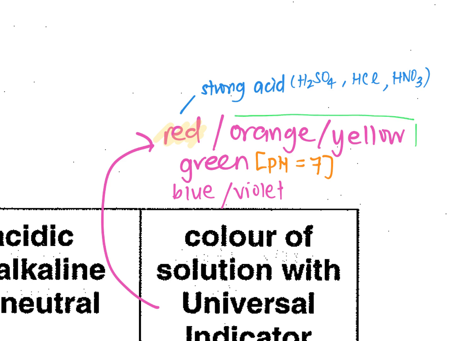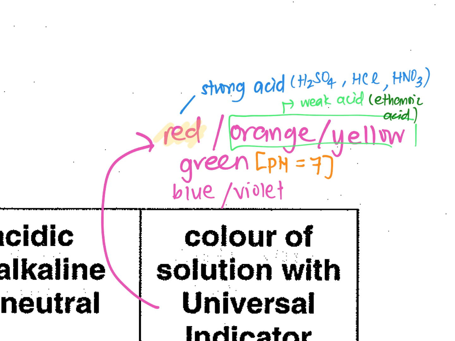If you are looking at orange and yellow, this is for weak acid. What's the weak acid you learn? What is acetic acid? The only weak acid you need to remember is actually your ethanoic acid or your carboxylic acid, which you learn in your organic chem series lesson. Organic chem is not tested, but you need to know organic acids are weak.